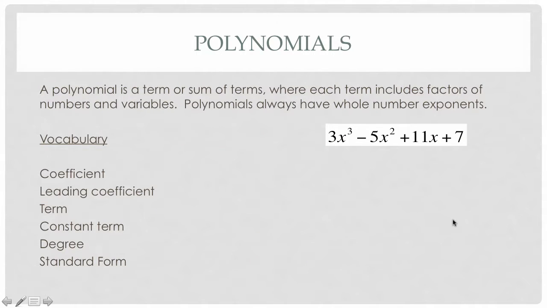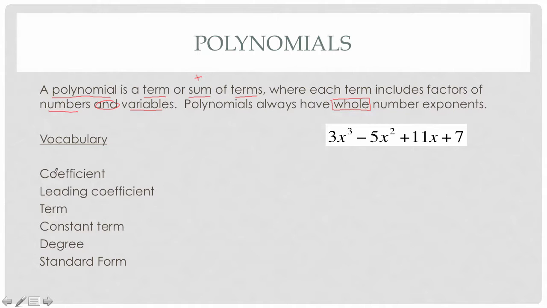So what is a polynomial? Well, I'm glad you asked. A polynomial, when we use that term in math, you should write this down in your notes. It is a term or the sum, that's addition, of terms, where each term includes factors involving multiplication, factors of numbers and variables. Polynomials always have whole number exponents for the numbers and variables.